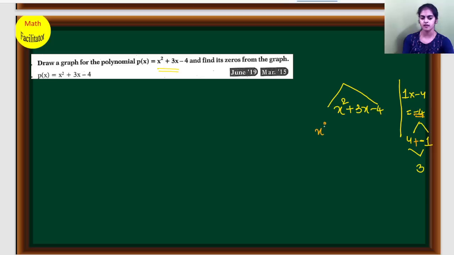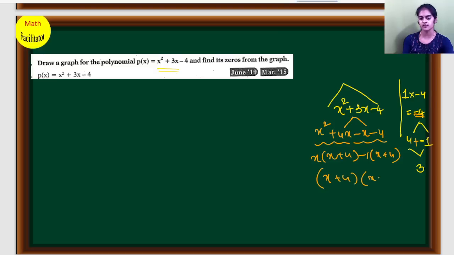So I'm going to split 3x as 4x minus x, and I have a minus 4. From the first two terms I can take x common, so I have x plus 4, and from the last two I can take minus 1 common, so I have x plus 4. So my final factors are x plus 4 and x minus 1. Equating to 0, x will be 1 or minus 4. So 1 and minus 4 are the zeros of this polynomial.